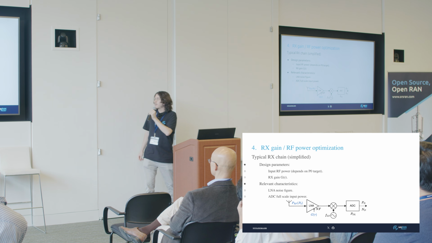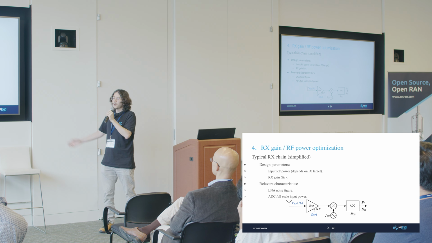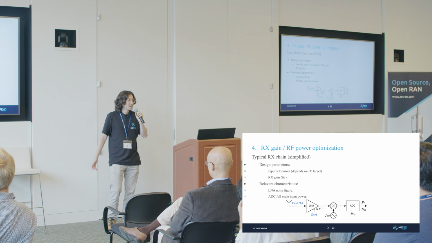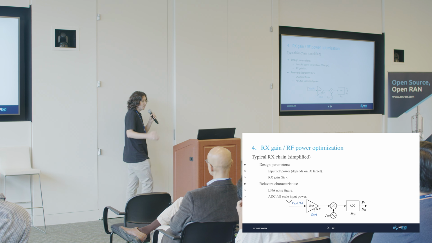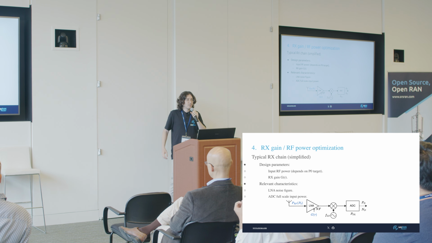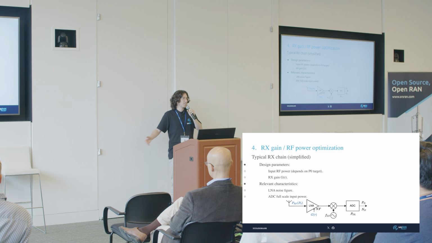So basically, we have control over the input RF power because we can set up the P0 nominal, which the input power depends on. And we have control over the receive gain because it's a parameter that we can set up in the gNodeB.